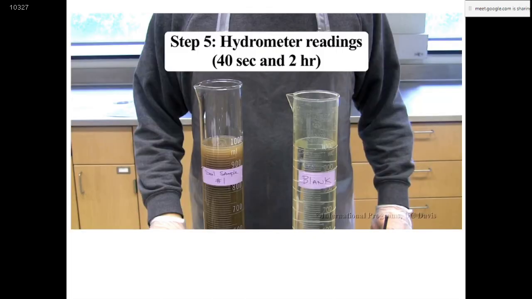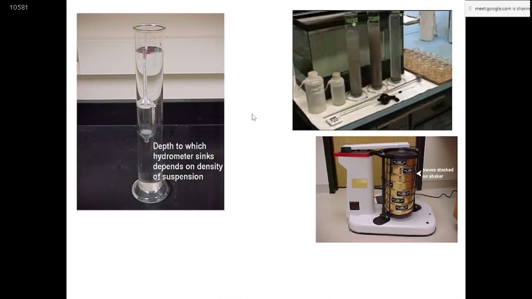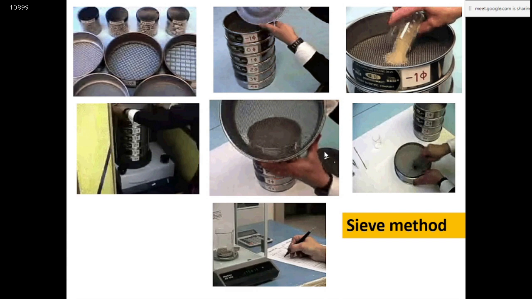So here, mechanical analysis, soil sample and blank. This is the hydrometer. This is the sieve method. Hydrometer. By the sieve method we can separate all the soil separates.